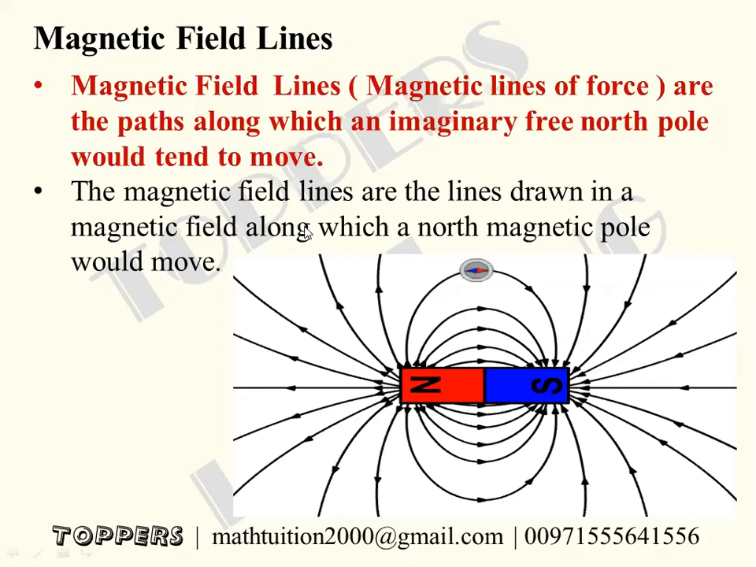Now, the magnetic field lines are the lines drawn in a magnetic field along which a north magnetic pole would move. That's the definition. First one is better. Some books will say like this also. So drawing isn't just for an interaction with us, right? Even if you are not drawing, the magnetic field line is there. Invisible magnetic field lines are there. Drawing is just to understand and do some kind of experiment. That's all.